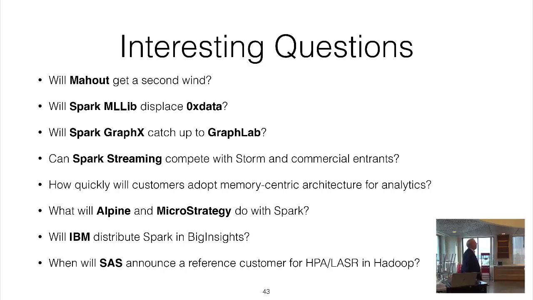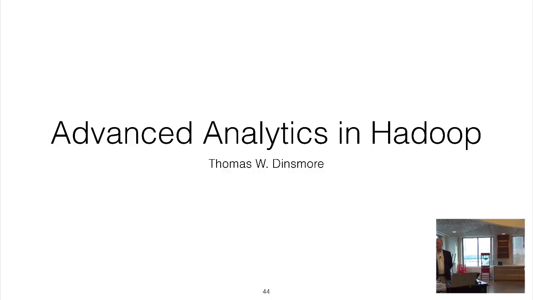If Alpine certifies on Spark and offers a product that uses Spark as a backend, they will have a very hot product, again oriented towards business users. But again, we need to be concerned about business users as well. Will IBM distribute Spark in BigInsights? They're the lone holdout, and I'm not sure why they're holding out, if there's a reason for that, or if it's just a matter of timing. And how long will it take SAS to figure out how to make its products work in Hadoop? And that's it. Are there any questions?